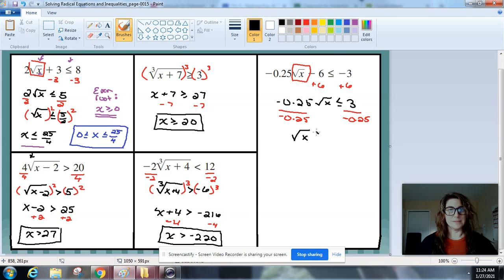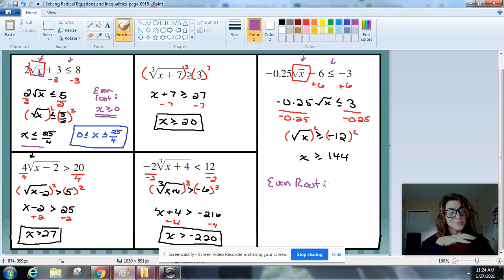So square root of x is now greater than or equal to, when you divide that, you're going to get a negative 12. We're going to square to get rid of the square root. So x is greater than or equal to 144. Now, with this case, since it started out as a less than or equal to problem, I do have to take in mind the even root restriction. It was a less than, and it is an even root.